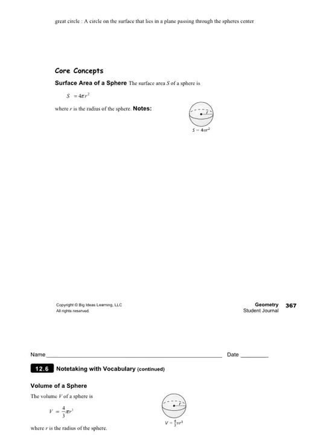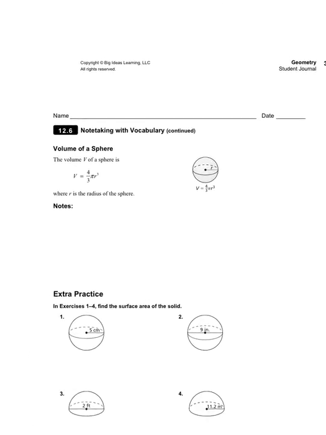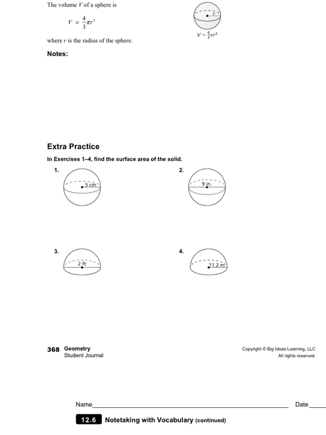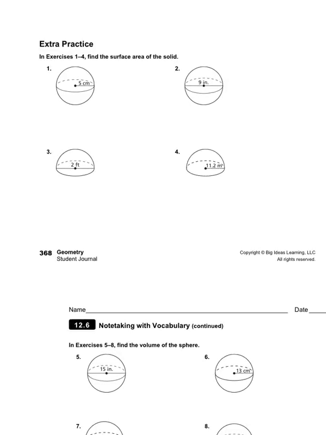Okay, so continuing on, let's look at the surface area of a sphere. The surface area of a sphere is S equals 4 pi r squared. So you're just going to do 4 times pi r squared, and that will give you the surface area of a sphere. The volume of a sphere is going to be 4/3 times pi times r cubed. Okay, so that's going to be the volume. Now let's look at some examples here.